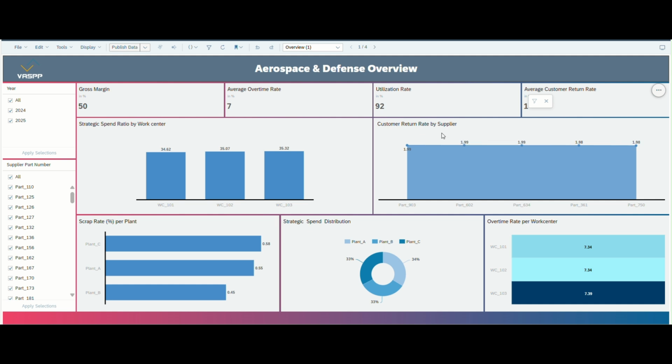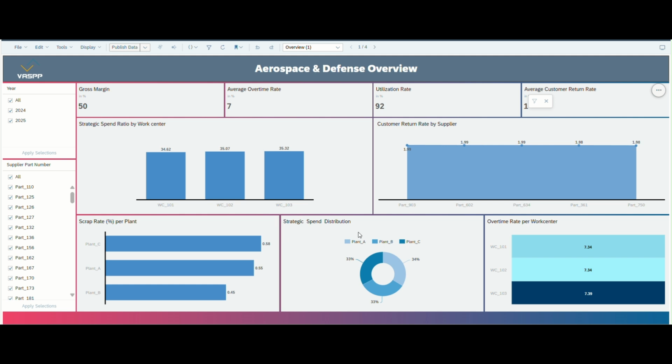Then, supporting this, the scrap rate per plant remains very low, between 0.5% and 0.6%, confirming that strategic investments in materials and components are minimizing waste, rework, and write-offs. The strategic spend distribution chart further illustrates balance. Plant A accounts for 32.98%, Plant B for 33.09%, and Plant C for 33.93%. This even spread highlights a well-managed allocation strategy across the entire manufacturing footprint.